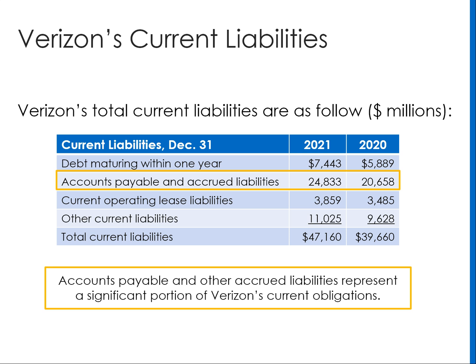Right here we have an example of Verizon's current liabilities. It has debt maturing within 1 year, accounts payable, and accrued liabilities. Now, this is the most significant part of these current liabilities. They also have the current operating lease liabilities and other.